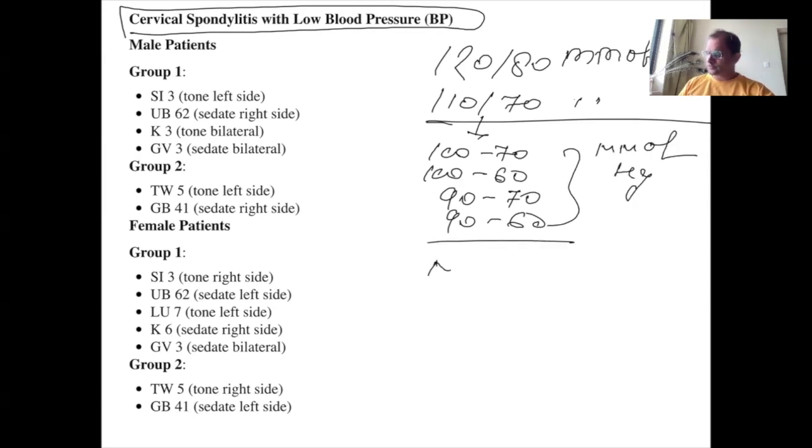Now this person is suffering with neck pain or cervical spondylosis, so we will work like this. In the extraordinary vessels, small intestine 3 is very effective for neck pain. It is very effective for neck pain, right?